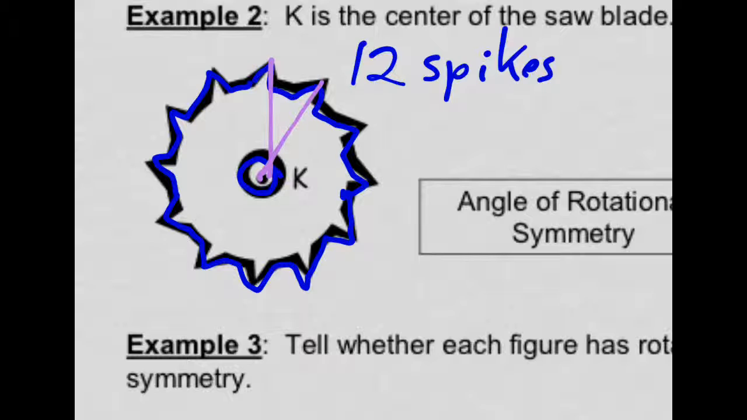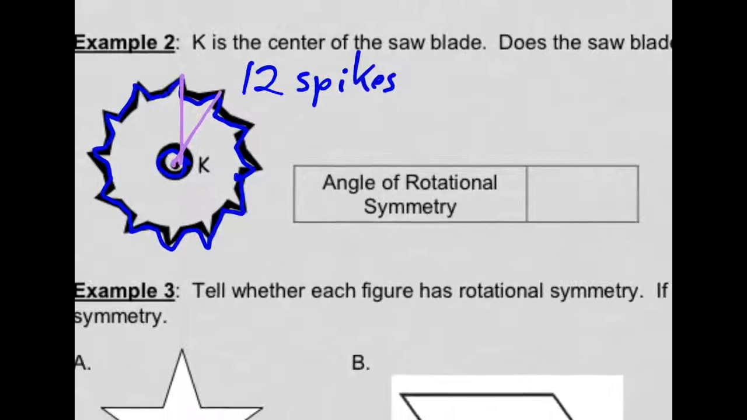The angle of rotational symmetry is the amount of degrees you have to move your figure to line it up again. So, how would we find out how many degrees we would have to move this figure if there are 12 spikes? Boom. All right.